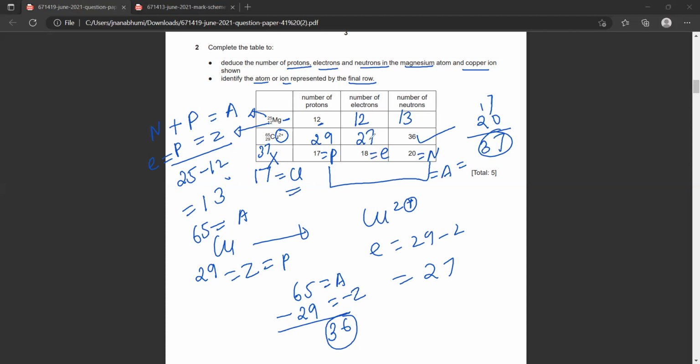And one electron is more here, right? So it will be Cl minus. So a minus charge will be there. So this is an anion. So this is the answer for the second one. So it is of total 5 marks.